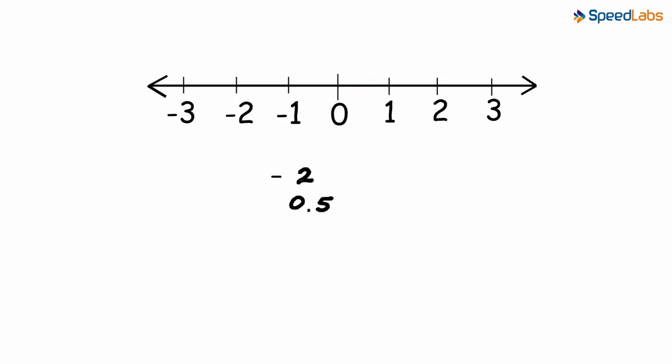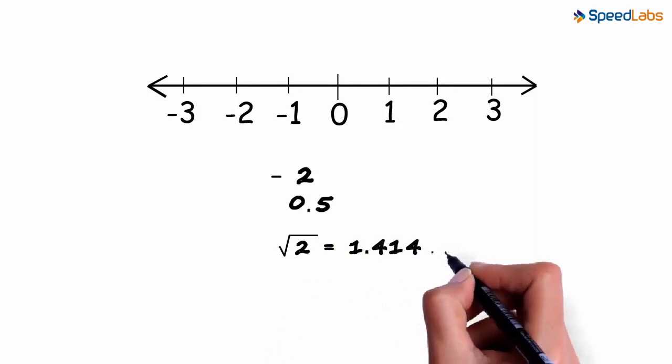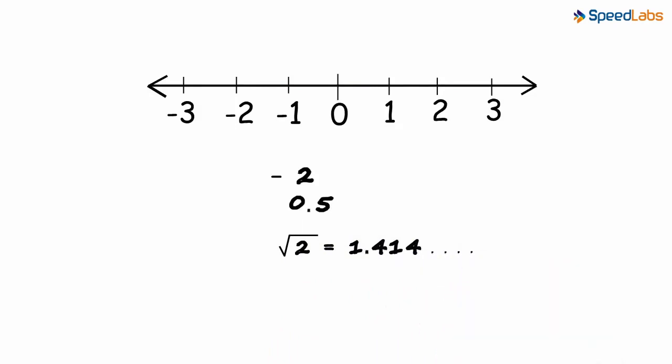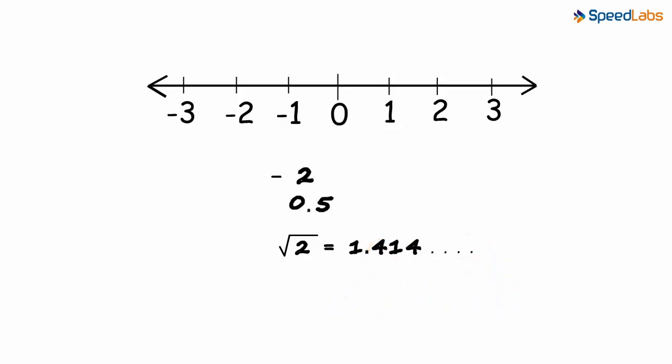Now let's look at another number, √2, which is also called the square root of 2. If we calculate the value of √2, we get it as 1.414 approximately. The digits after the decimal point do not end. These kinds of numbers are called non-terminating decimal numbers. And yes, these numbers too can be plotted on the number line. Plotting a non-terminating number might sound weird, but yes, it's possible. So √2 is also a real number.